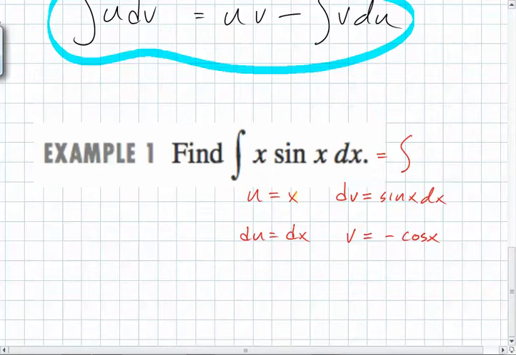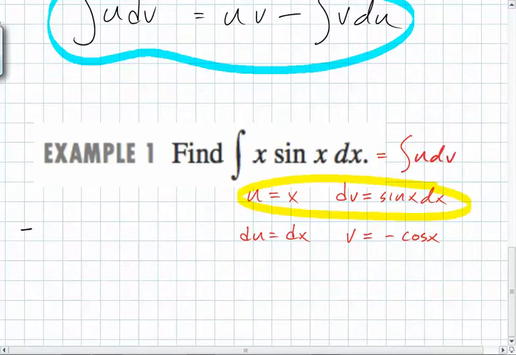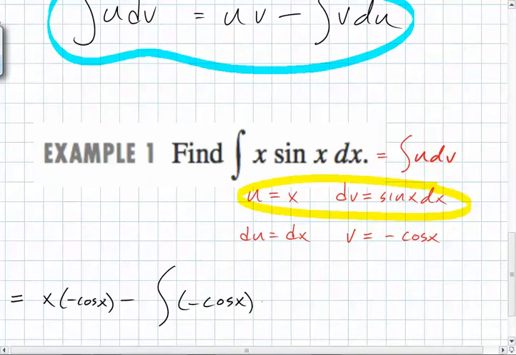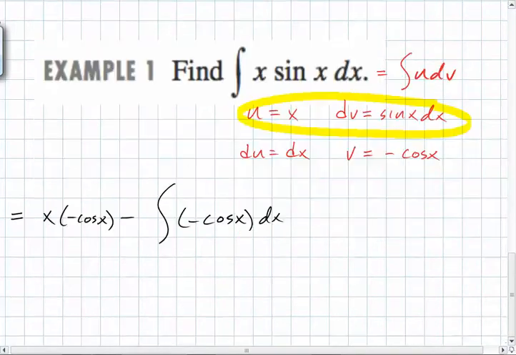We now have u and dv. Do u and dv multiply together to get the proper thing? So this is u dv. And what is that going to be equal to? x times negative cosine x minus the integral of v du, which is negative cosine x dx. So that's equal to negative x cosine x plus the integral of cosine x dx.